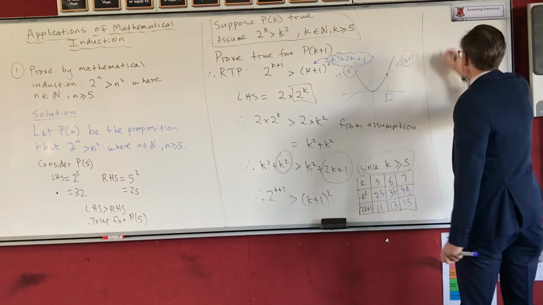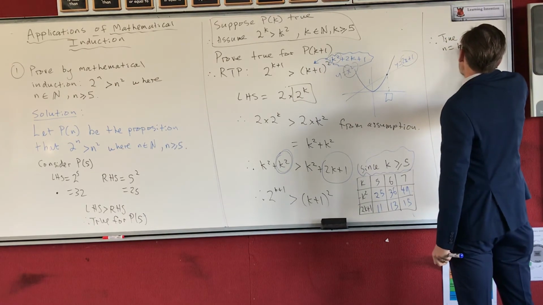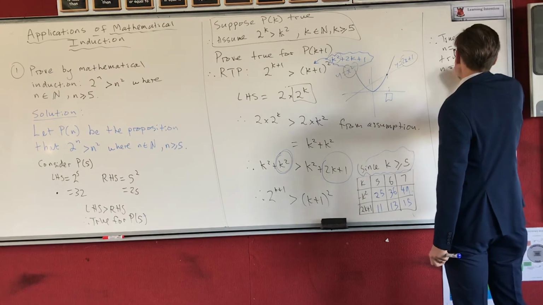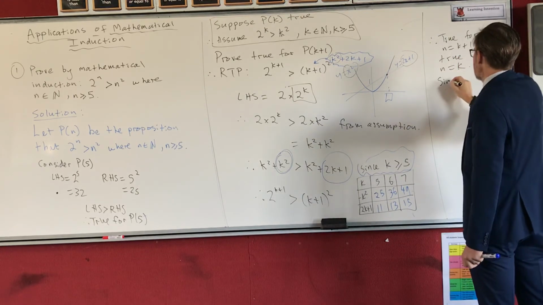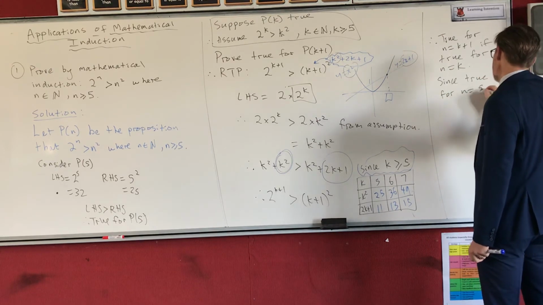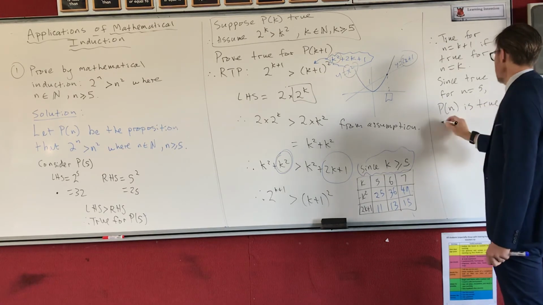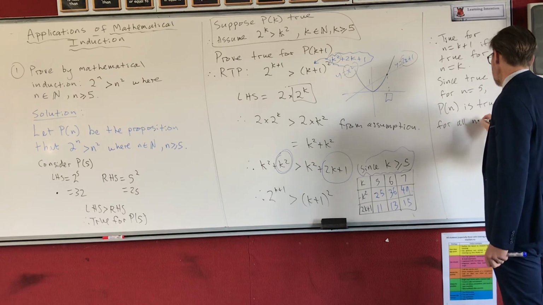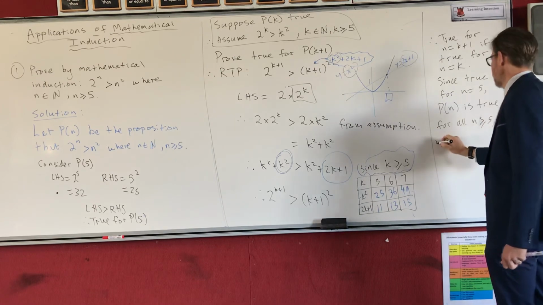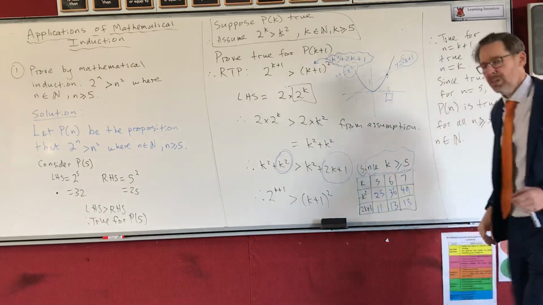And then you write your conclusion. Therefore, true for n equals k plus 1 if true for n equals k, since true for n equals 5, P(n) is true for all n where n is an element of the natural numbers. Okay, done. We'll look at the second example in a minute.